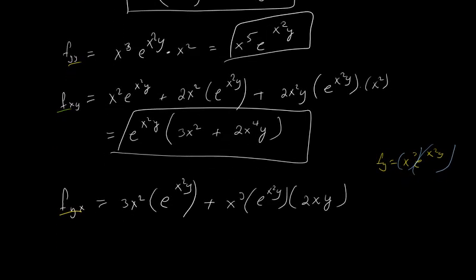Okay, so let's go ahead and factor it out. We get 3x squared. I wanted to factor out e to the x squared y as I've done on the others. E to the x squared y times, all right, 3x squared plus x cubed times 2xy would be 2x to the fourth y.